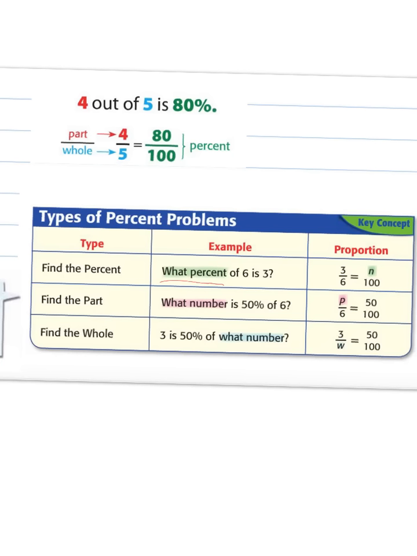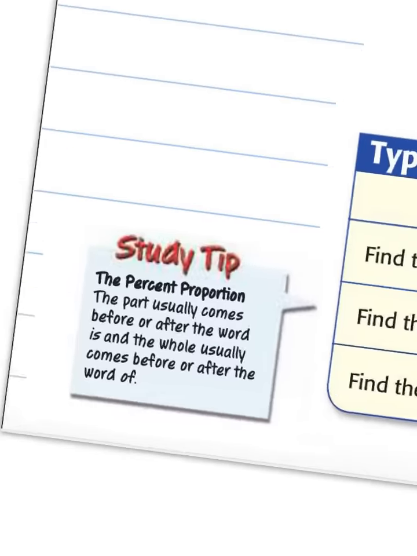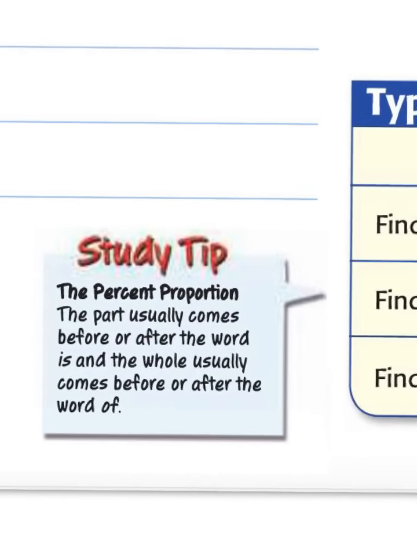Of 6 is 3, so that's is over of. And then if we're trying to find the part, or the is, then it would say what number is, so 50% of 6. So that's where our variable is over here. And then if we're finding the whole, it has this of what number, so that's where we put the variable on the bottom left. Something else to note, the part usually comes before or after the word is, and the whole usually comes before or after the word of.